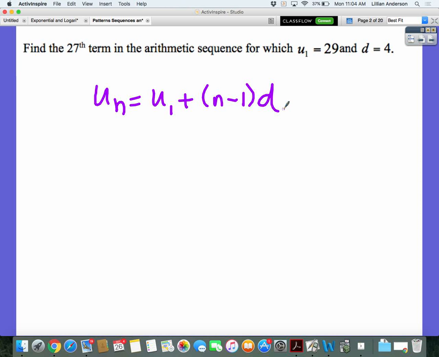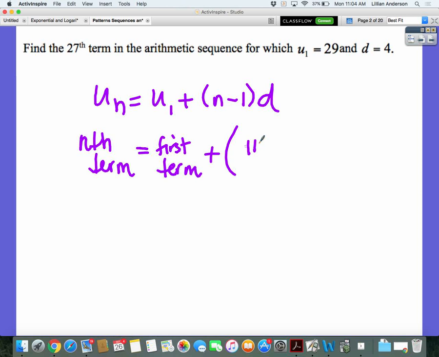What does U sub n mean? It represents the nth term. In this particular case, that is what we're looking for. Okay? What does U1 represent? First term. This represents the first term. What does n represent? Number of placement. And what does D represent? Difference. Your common difference, okay?